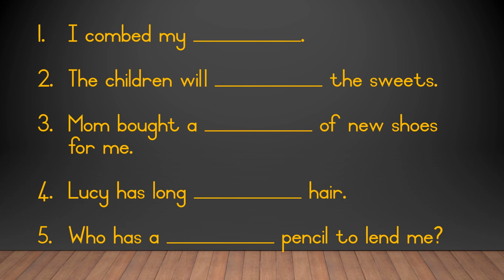The answers: number 1, I combed my hair. Number 2, the children will share the sweets. Number 3, Mum bought a pair of new shoes for me. Number 4, Lucy has long fair hair. That means she has long blondish, lightish colored hair. And number 5, who has a spare pencil to lend me? If you got them all correct, well done. If you didn't, it's okay. Next time, you'll do even better.